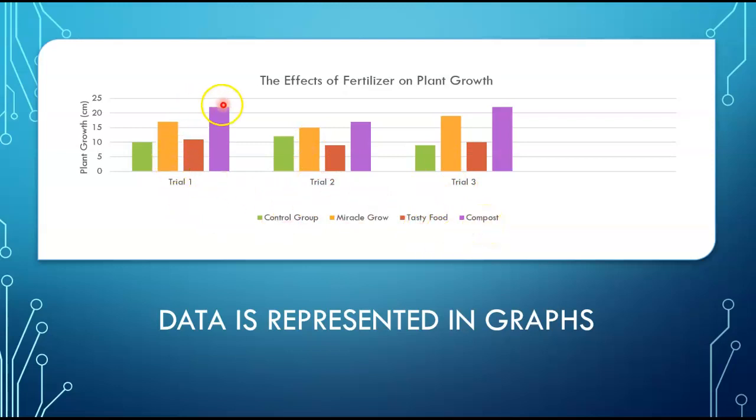And you can read the graph very easily. So if we look at trial 1 and somebody says which plant showed the most growth in trial 1, we will say the compost plant showed the most growth. It looks like about 22 centimeters. So you can read the graph and see it very easily.